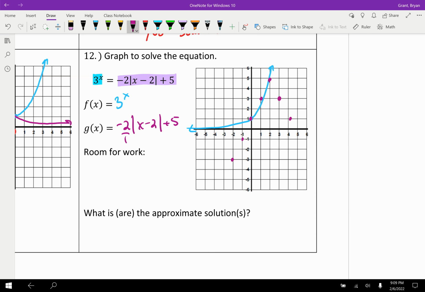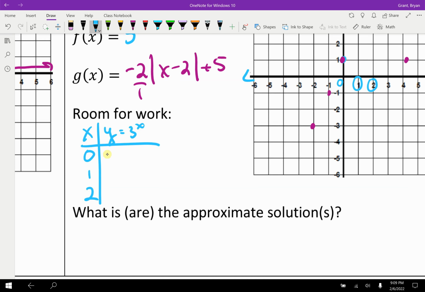Something like this. That's looking pretty good. I'm going to improve the accuracy of my blue function though, and the way I'm going to do that is I just want to be more accurate on this side, so I'm going to substitute in 2 and 1 and 0 just to see what I get. So I'm just actually going to make a quick little table here. Input, output, I'm doing 3 to the x power, and I want to do 0, 1, and 2. Well, 3 to the 0th is 1, 3 to the first is 3, and 3 squared is 9.